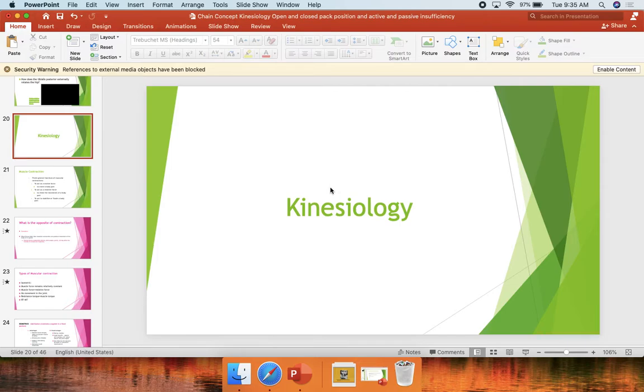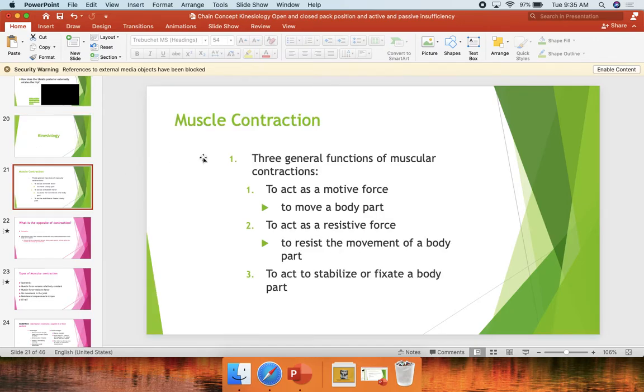This short video will be discussing the principle of kinesiology, or if we break this word down, kines meaning movement, ology meaning study of, or the study of movement. So the first thing that we're going to talk about in our simple study of movement is just going to be why we contract a muscle.